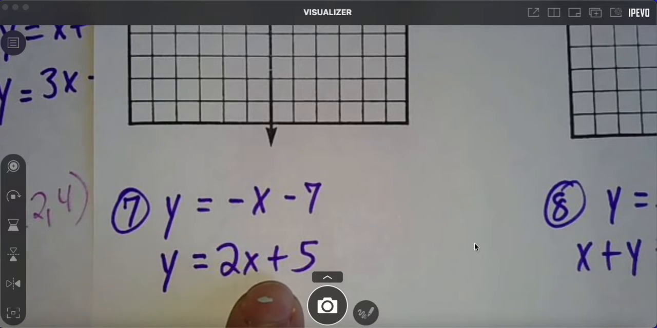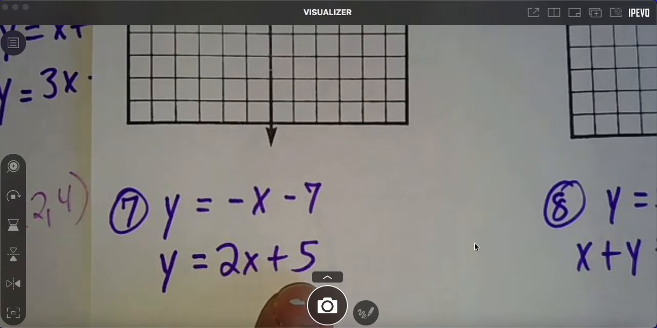What's 2 times negative 4? Negative 8. Negative 8 plus 5 is negative 3. Her answer works on both equations. Her answer is correct. So they call that plug and play. It's always a good way to check your answers.